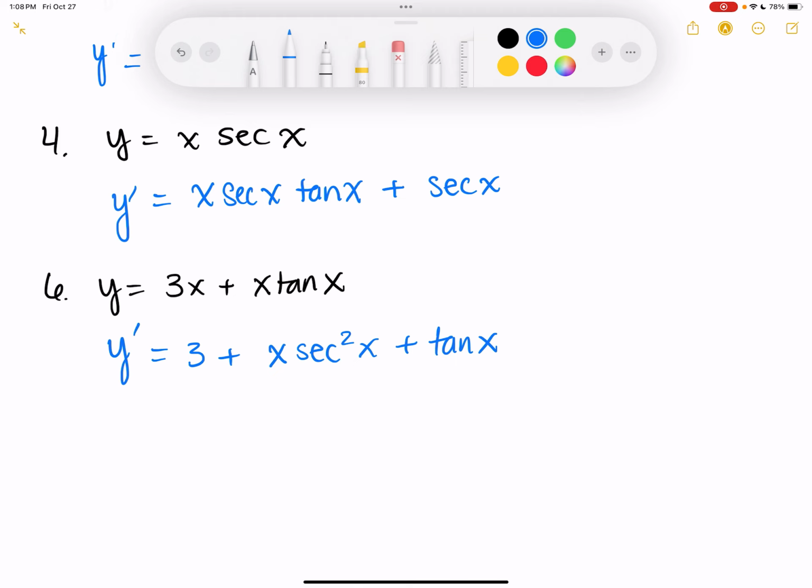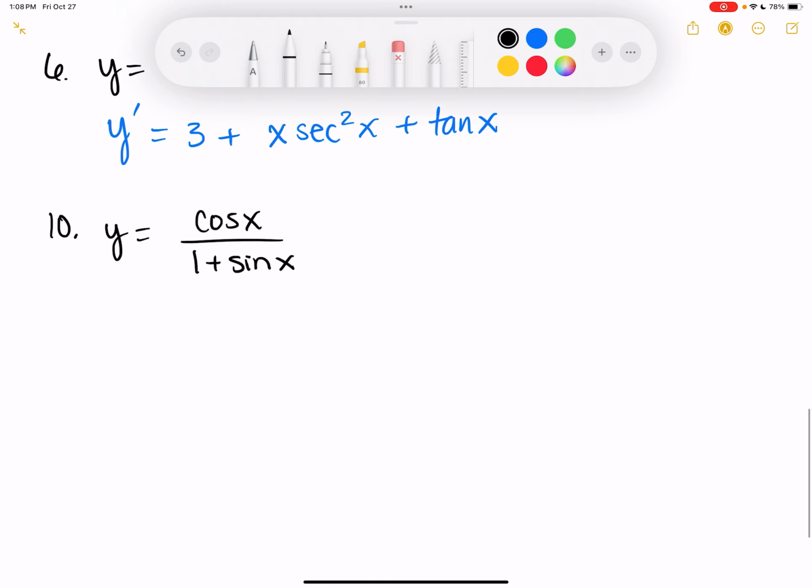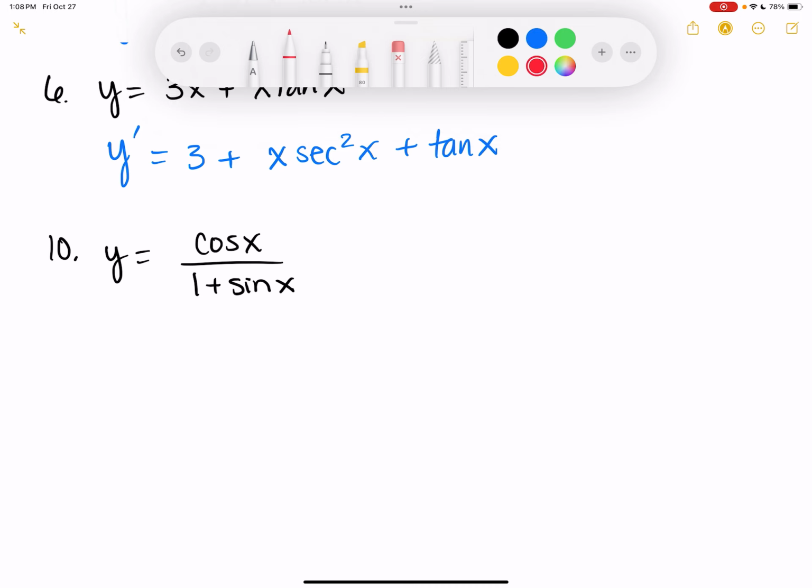Okay. Number 10. Brace yourselves. y equals cosine of x over 1 plus sine of x. What do I have here? Quotient. I said it first. Can you read my cursive?